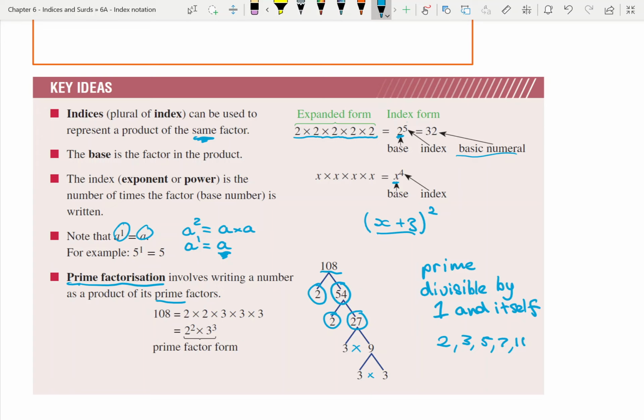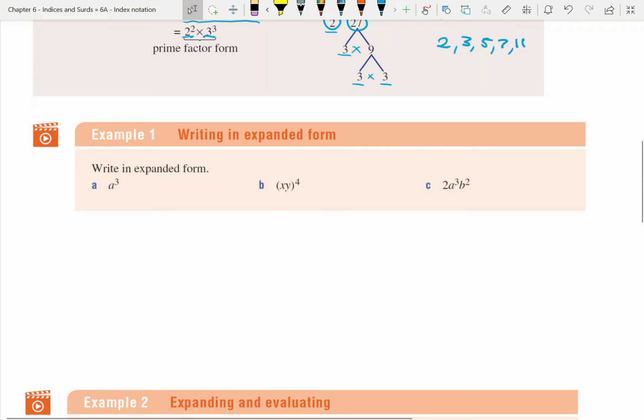If we take all of these prime numbers that we're left with, 2, 2, 3, 3, and 3, and multiply them together, that is our prime factor form. We also include the indices just to make it a little bit clearer. So 2 squared times 3 cubed is 108 in prime factor form. Let's have a look at some examples.